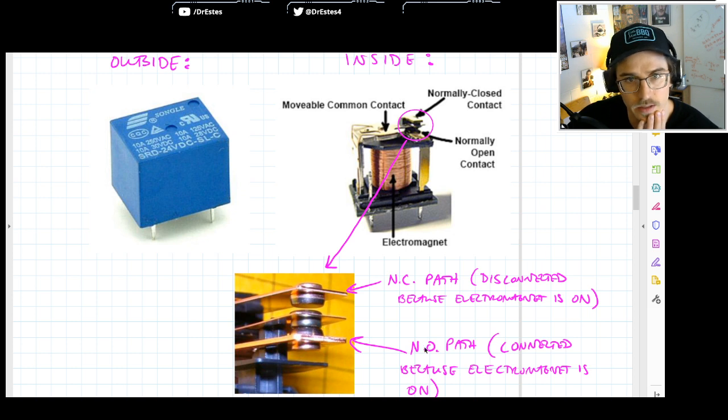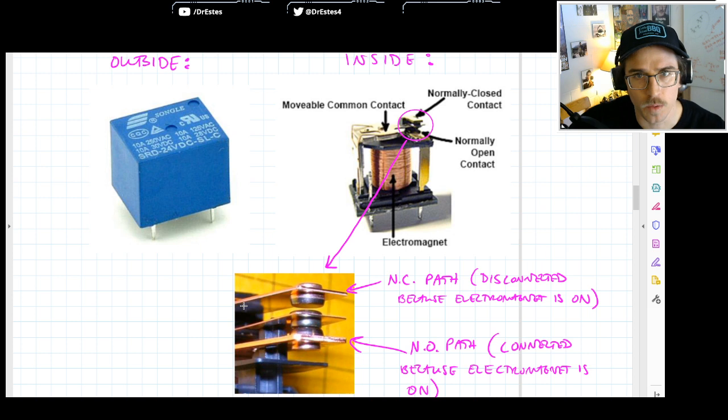Why are they connected? Because the electromagnet is on right now. So it's pulling down and it connects these two, and now current can flow between these 2 arms, and then it goes off the page into the motor or whatever high power thing. All right, so what I want to do right now is connect up.